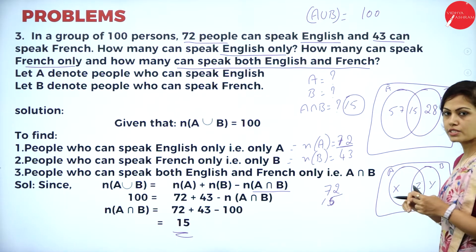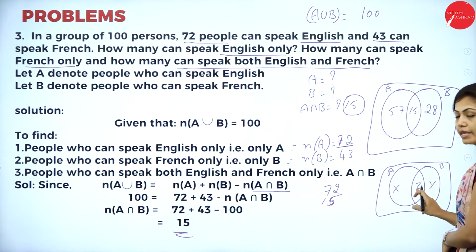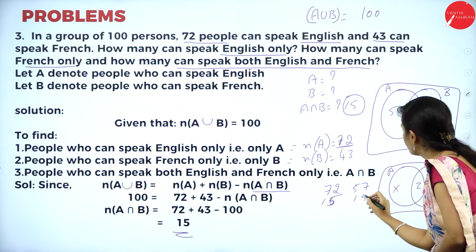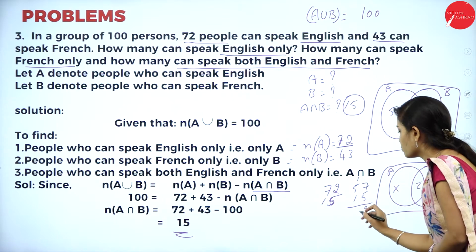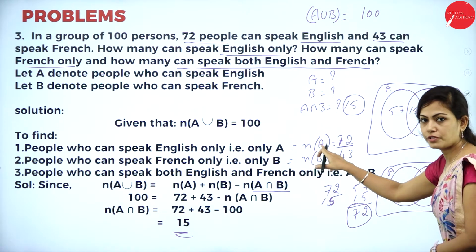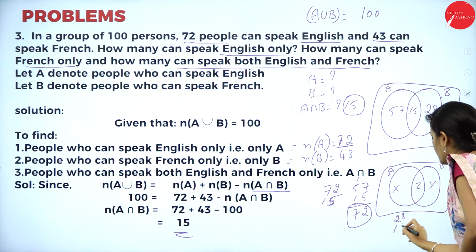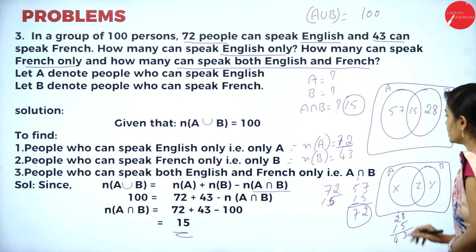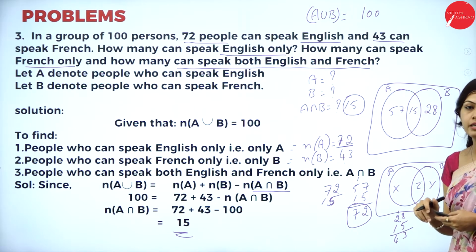So now you can cross check the values. You can use this method, x plus z. Add these two values, 57 plus 15. How much will you get? 7 plus 5 is 12, and 5 plus 1 is 6, 6 plus 1 is 7, so 72. So this 72 is my n of a value, right? And 28 plus 15: 8 plus 5 is 13, and we get 43. So 43 is my n of b value. So this is exactly correct.